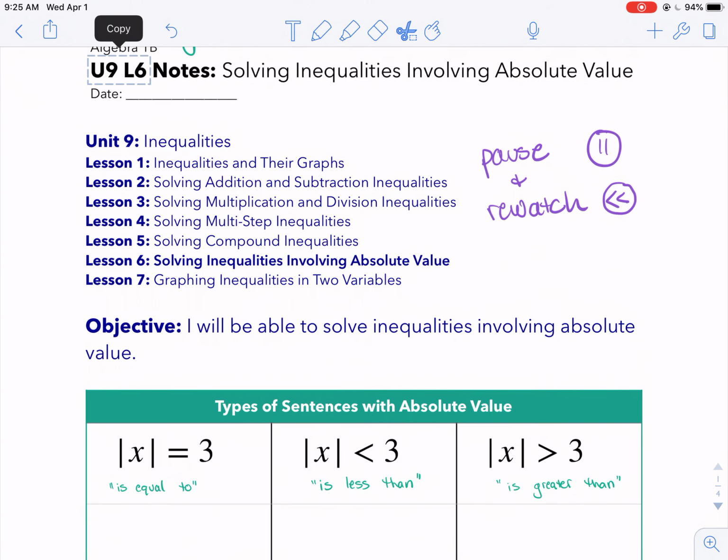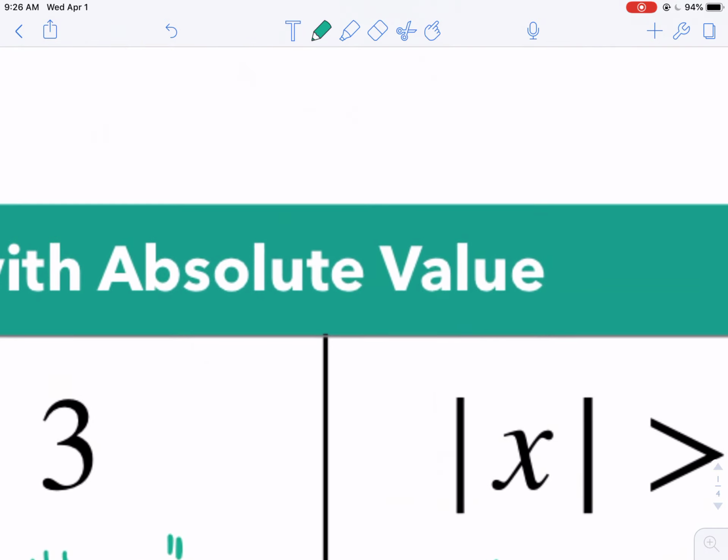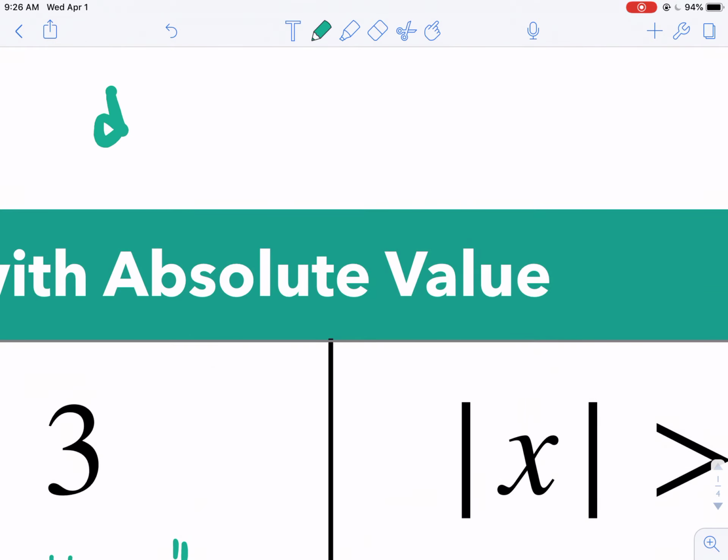So we are continuing in our unit of inequalities. We started out by graphing them and then solving them in different ways, and now we're going to use inequalities with absolute value. Now, you'll remember from earlier this year that we talked about absolute value as being a number's distance from zero.